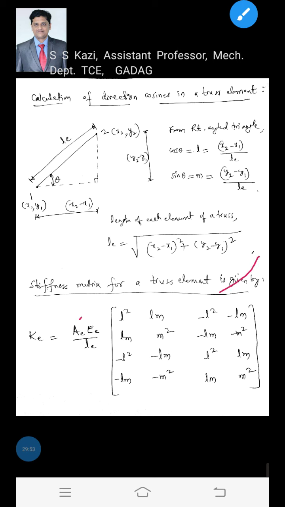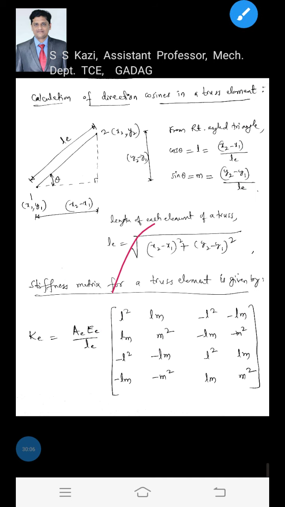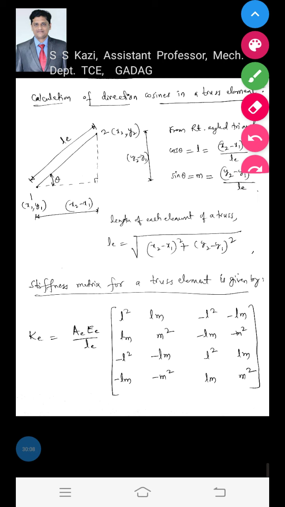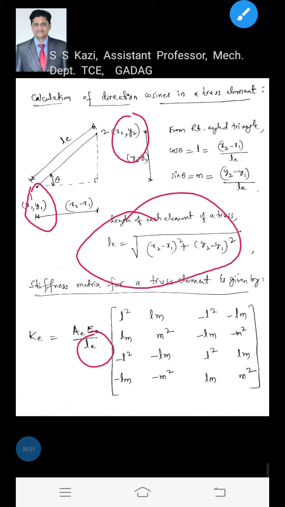Okay, how to calculate? Area and Young's modulus will be given in the problem, and length of the element, how do you calculate? If it is directly given, horizontal or vertical values are given directly, you take the length of the element. If it is inclined one, then you should calculate. How to calculate the length of the truss element? By using this formula already we have discussed here, square root of x2 minus x1 whole square plus y2 minus y1 whole square, where x1 y1 is the initial node coordinate value, x2 y2 is the final node coordinate value.